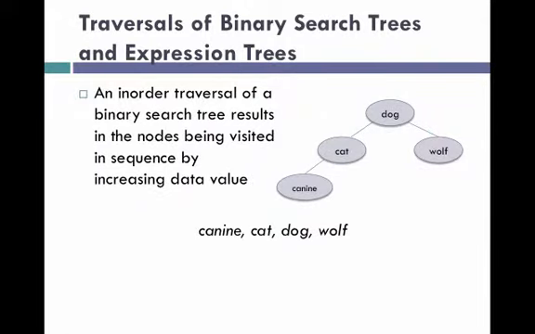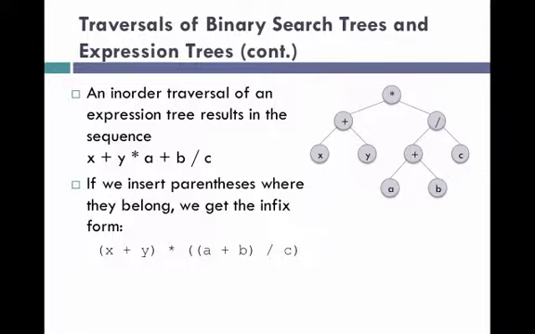Now, an in-order traversal of a binary search tree results in the nodes being visited in sequence by increasing data value. Here is a tree that's a binary search tree because the tree is ordered, and if we do an in-order traversal, then we'll first encounter K9. Remember, in-order is when once we've evaluated the left subtree, then we visit the node. So we'll see K9, then cat, finally dog after we visited this subtree, and then we'll have wolf.